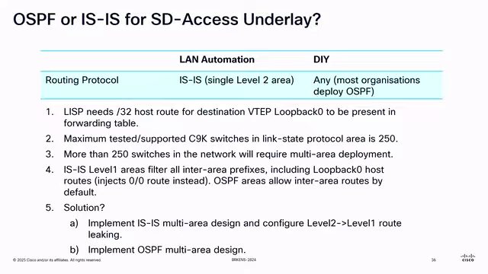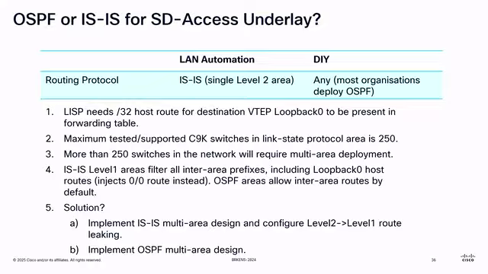Seemingly unrelated fact number 2 is that the maximum tested number of Cat9K switches in a link state protocol area is 250. It doesn't mean that you cannot go higher. You can. We have customers doing it. Yes, there is slower convergence. Yes, CPU utilization might be higher than expected, but it's possible. It's not a hard limit, again. This is the maximum tested limit. This is the number that the BU stands behind.